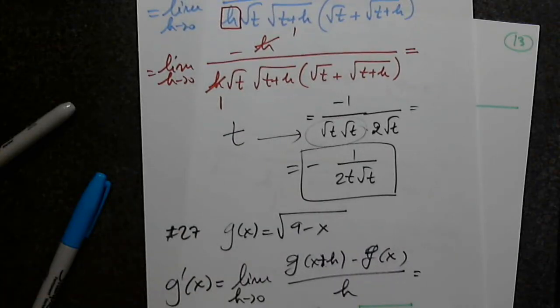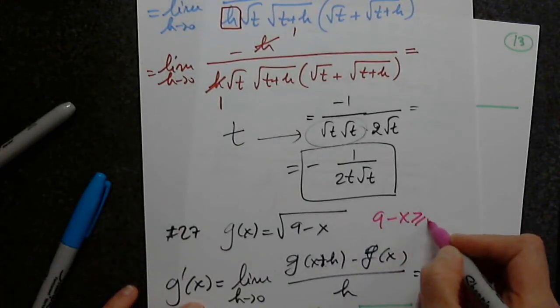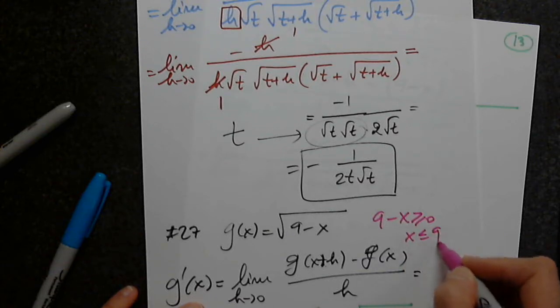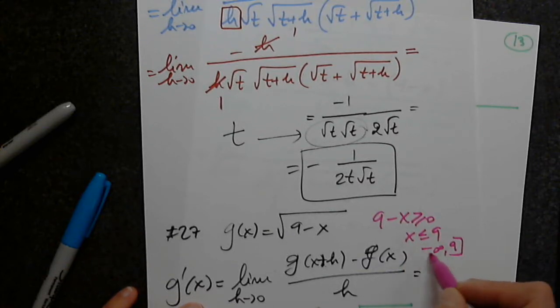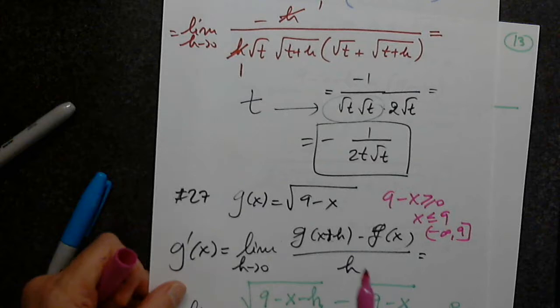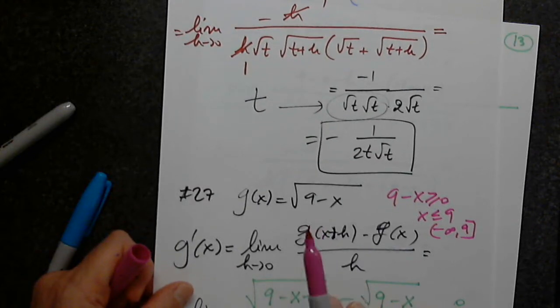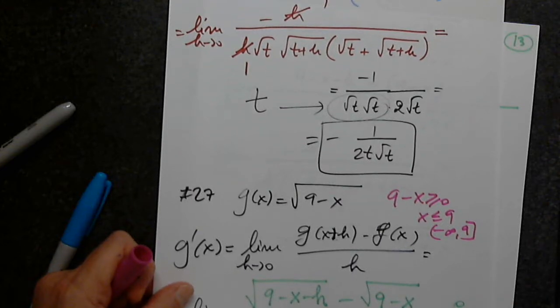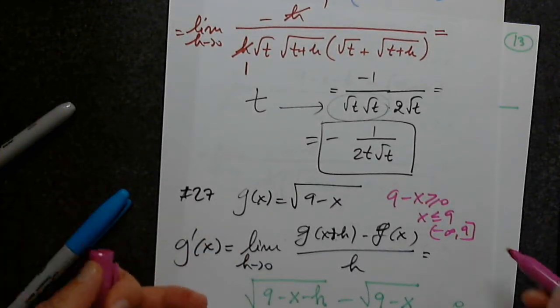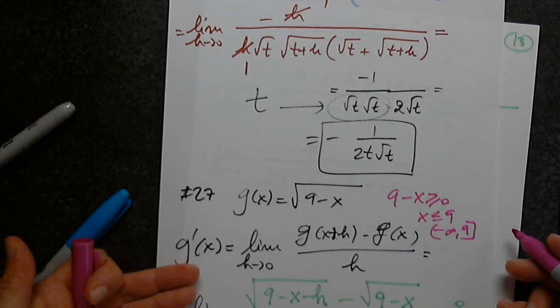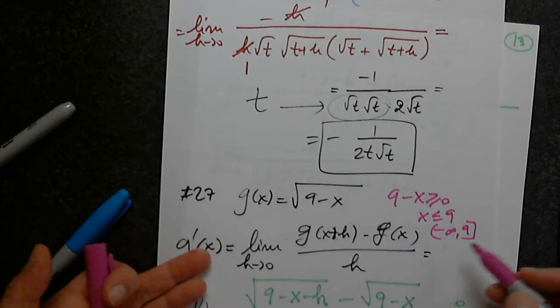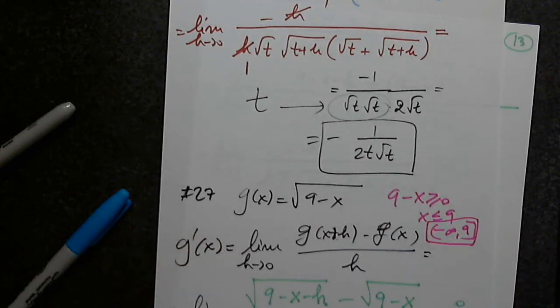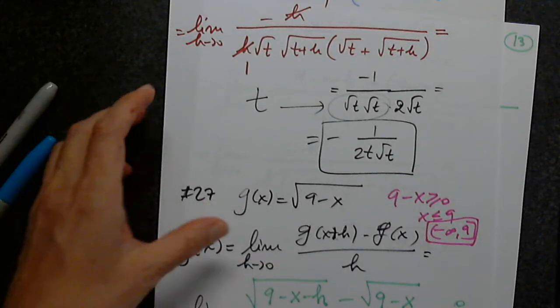So the domain of this function is 9 minus x greater than or equal to 0, which means x less than or equal to 9, negative infinity to 9. But I'm saying I want one point at which this function is not differentiable, but you cannot go outside of the domain. When the function doesn't exist, you cannot say that at 10 the function is not differentiable. We're talking about its domain. Give me one point at which this function is not differentiable.